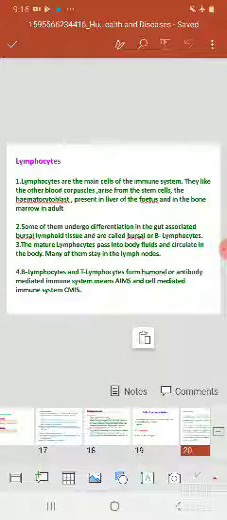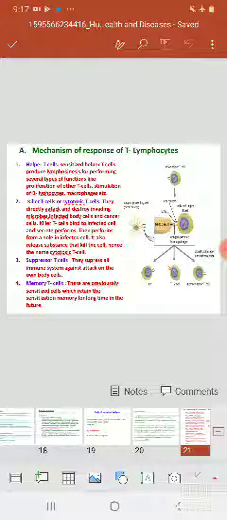The B lymphocytes and T lymphocytes form the humoral or antibody mediated immune system, AMIS, and the cell mediated immune system, CMIS. Both immune systems need antigen to come into action, but they respond in different ways. The mechanism of response of a T lymphocyte: this diagram is also showing how these lymphocytes work.